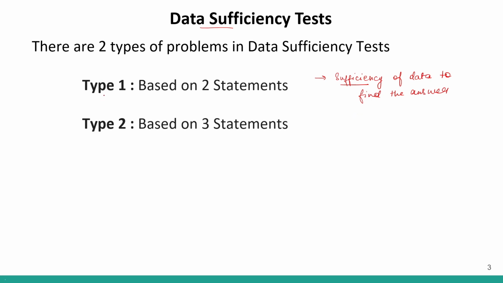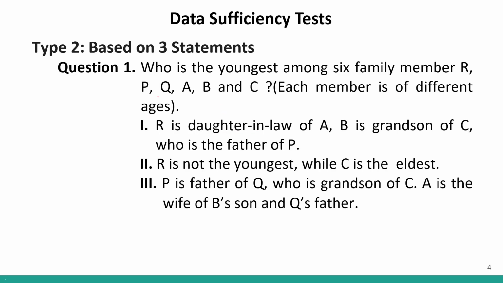Again, we discussed that there are two types of problems that can be formed in data sufficiency tests. Type 1 was based on two statements. Two statements are given to us, a question is given to us, and we have to tell whether these two statements are enough to answer the question or not. And then we had type 2, which is based on three statements. In this case, we had to tell which statements are necessary and sufficient to answer the question. In the previous lectures, we discussed type 1 in detail. In today's lecture, we will discuss type 2 in detail. Okay? So let us start type 2 based on three statements, question number 1.